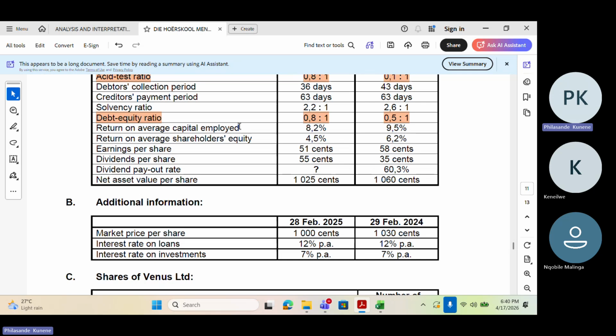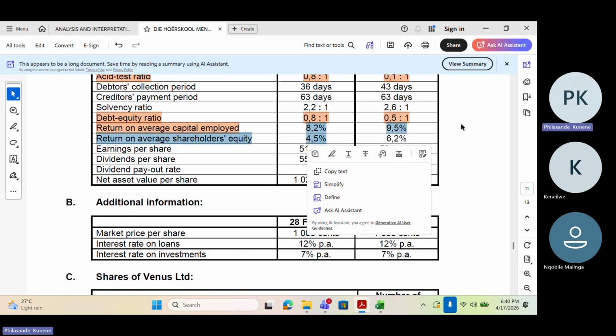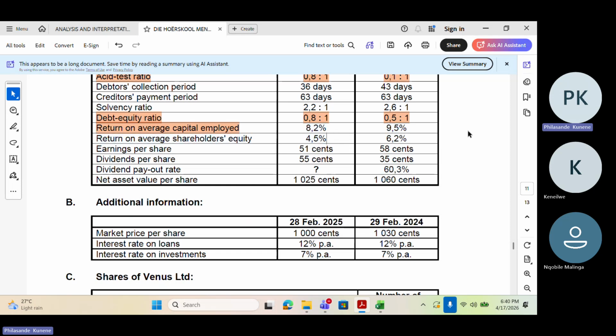Okay, let's carry on. Return on average capital employed was 9.5% in the previous year. Now it is 8.2%, right? It was 9.5, now it is 8.2. Okay.